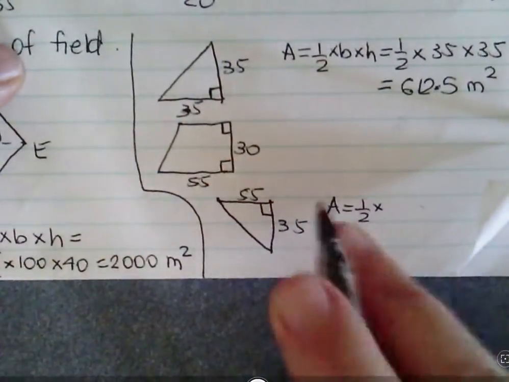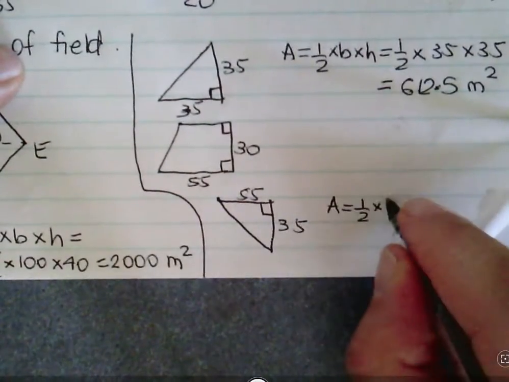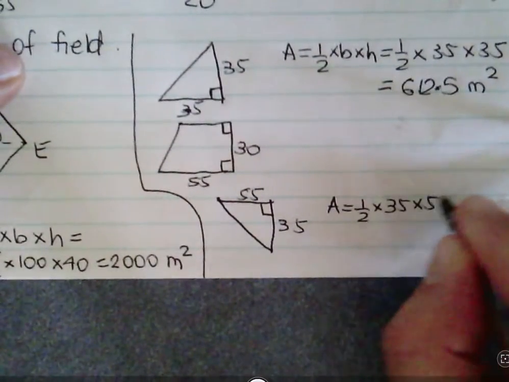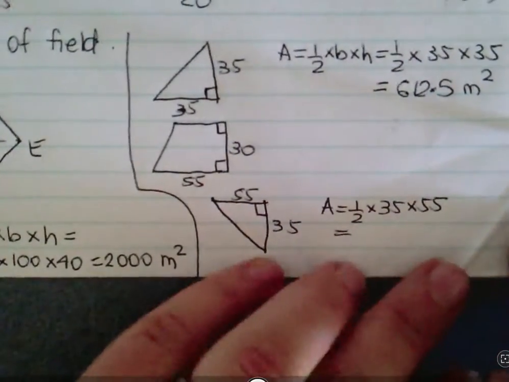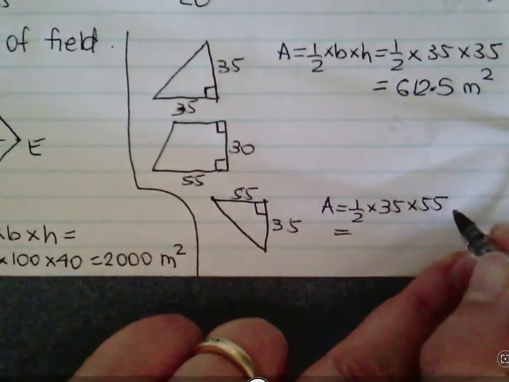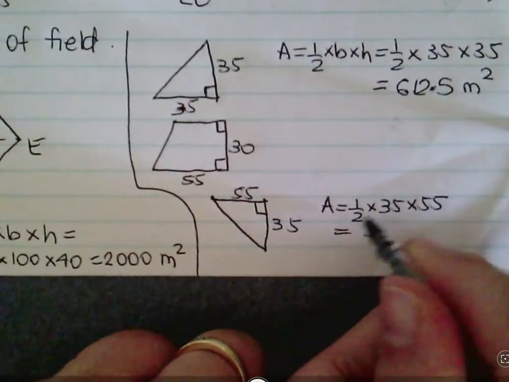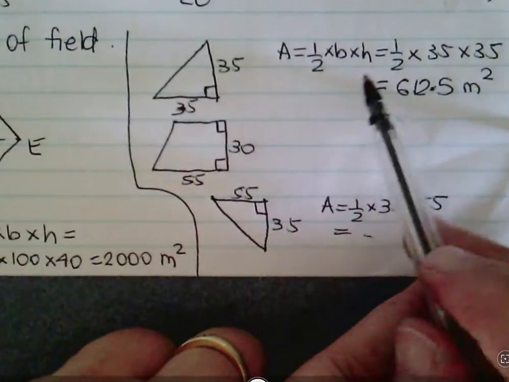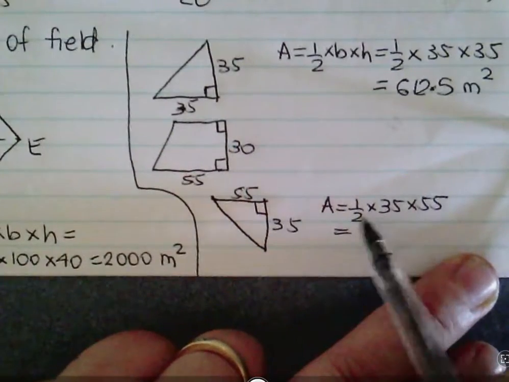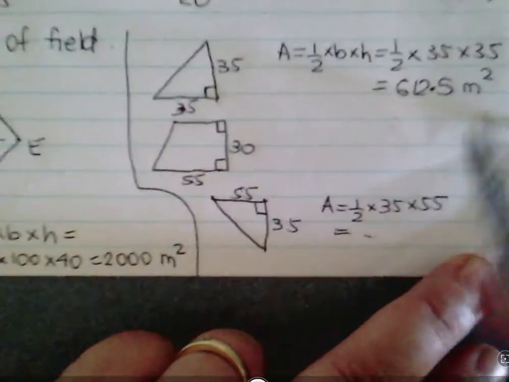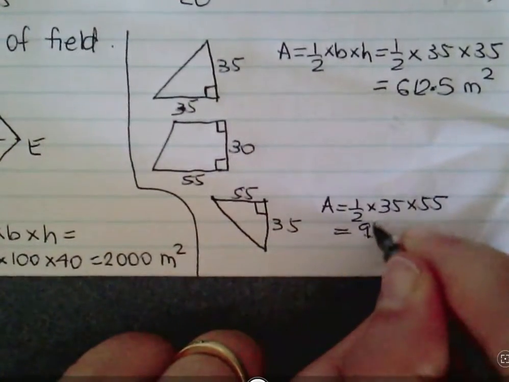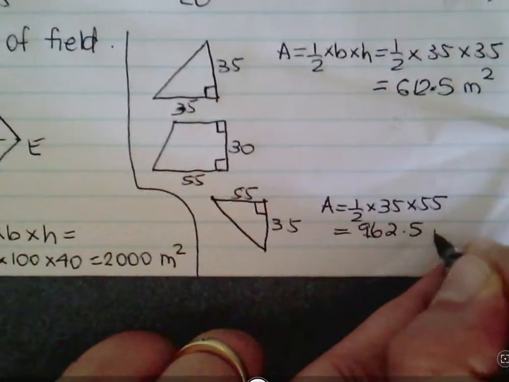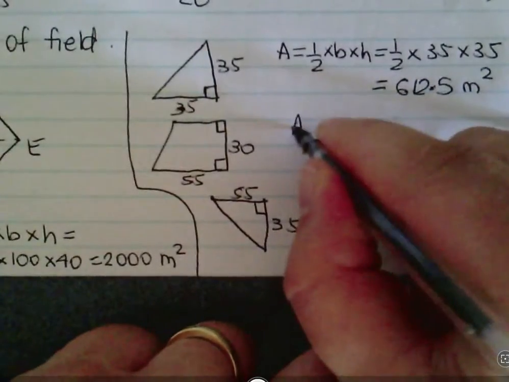Right. This triangle down here is 55, 35. A half of 35 times 55. Answer. And then we do a half of 35 times 55 and we get 0.5 meters squared.